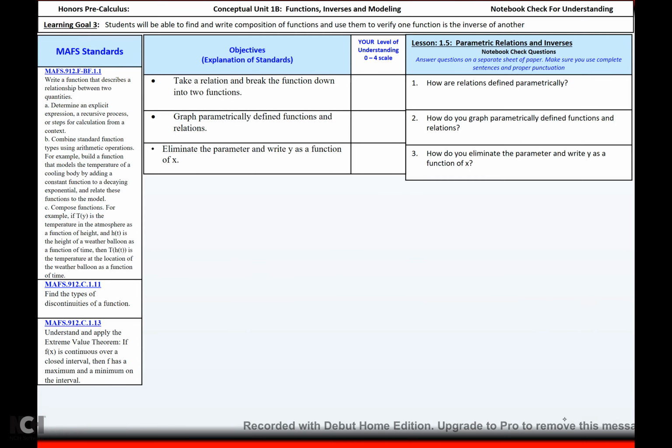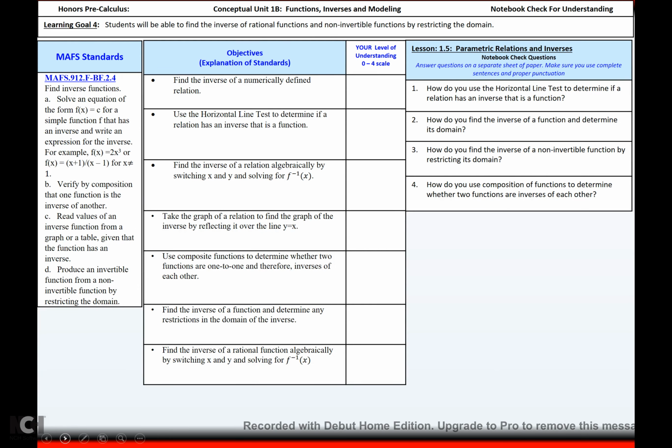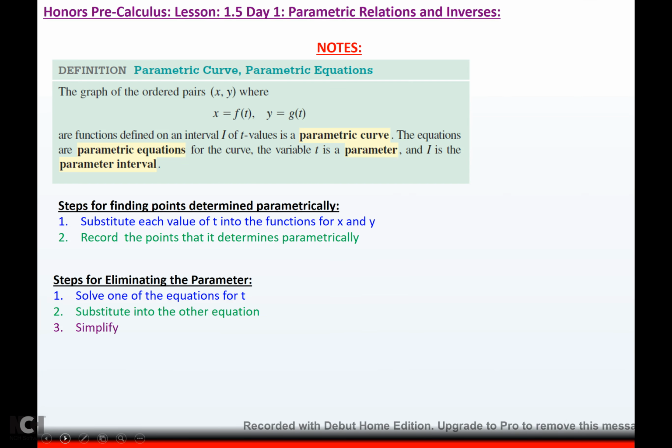All right, today we're going to talk about parametric relations and inverses. We've got a lot of objectives here. Okay, so definition: parametric curve and parametric equation.